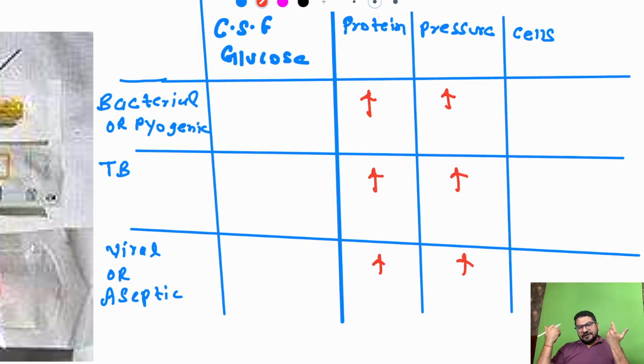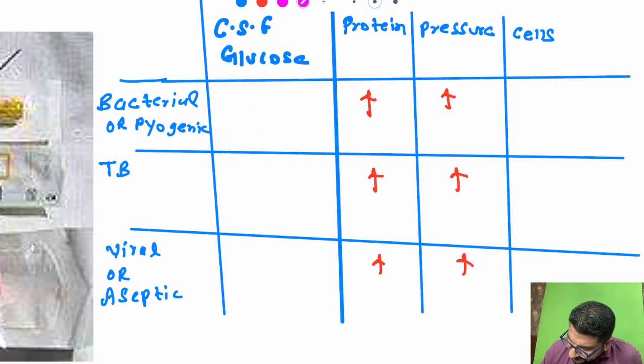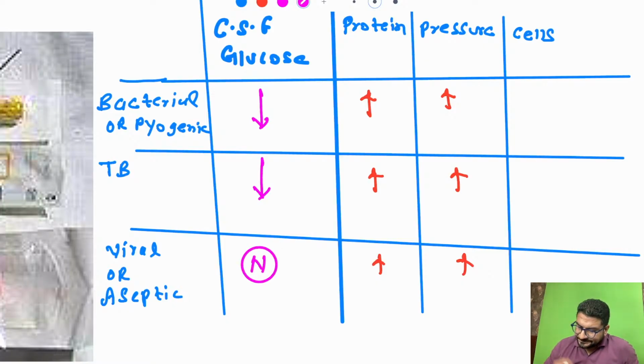So protein and pressure will increase in all. Bacteria love glucose. So what will bacteria do? They will eat all the glucose. So CSF glucose in bacterial meningitis will be less. TB is also bacteria, so it is less. Viruses don't love glucose, so in viral meningitis it will be normal.